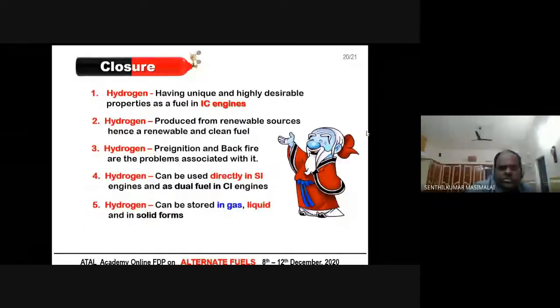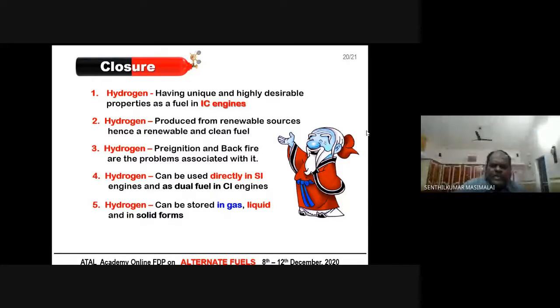So coming to the closure, we have seen that hydrogen has extremely unique properties to use as fuel in internal combustion engines. Hydrogen can be produced from renewable sources, mainly by the gasification process. We can produce hydrogen in bulk. The problem with hydrogen is pre-ignition and backfire, because of low ignition energy, high flame speed, and the widest flammability limit. Pre-ignition and backfire can be minimized or overcome by a number of methods.